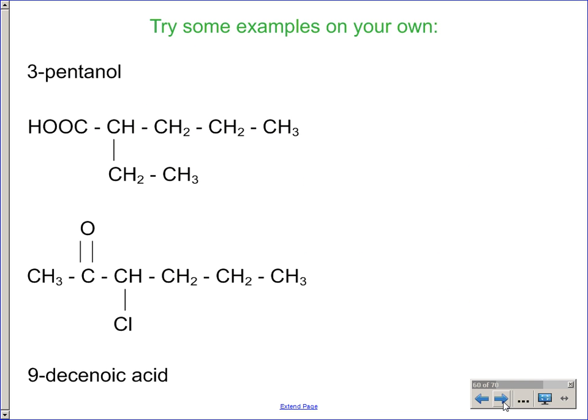Lastly, you've got some practice. So you're going to try some examples on your own. These are the functional groups. They're important. Try these. I'll have the recording of the solutions on a separate video. Good luck.